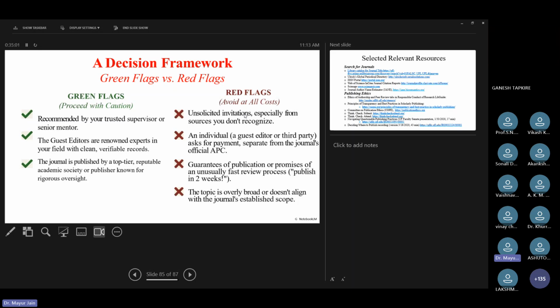And avoid this at all cost: unsolicited invitations. Many times we get invitations for faster publication, which should be avoided as much as possible. An individual asking for payment separate from the journal's official APC, again that should be avoided. Guarantees of publication or promises of an unusually fast review process must be avoided. And if the topic is overly broad or doesn't align with the journal's established scope, that should be avoided, right? So I think this is a decision framework that one can always consider while selecting journals.